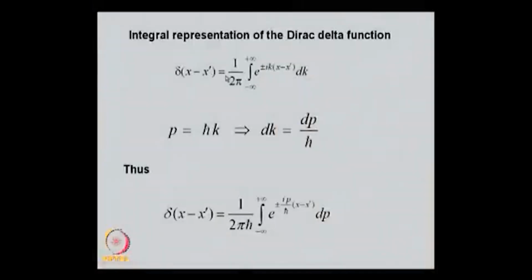So, let me illustrate this. I will just go through what I have tried to say. First of all, I had mentioned the integral representation of the delta function. First I replaced k by the variable p, which I define as h cross k, where h cross is equal to h by 2 pi. Therefore, dk is equal to dp by h cross. So I have here plus minus I p by h cross, x minus x prime, dp.